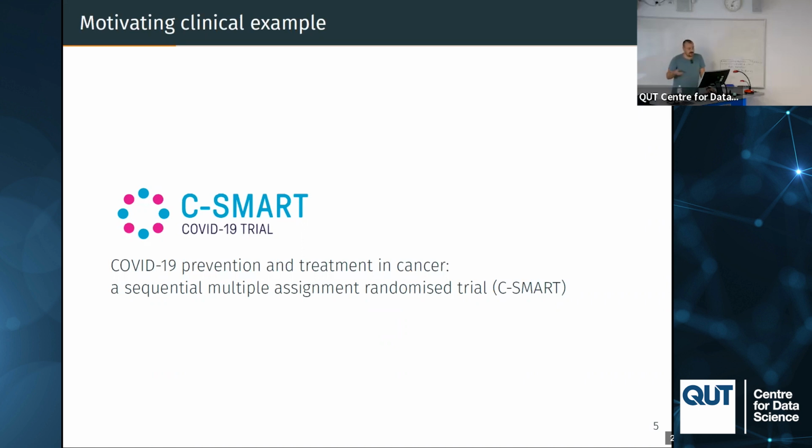C-SMART, short for COVID Prevention and Treatment in Cancer. They really liked the idea that they could fit a SMART acronym in the name of their trial, so they were very excited. Basically what the trial does is it randomises cancer patients who are immunocompromised to a prophylactic treatment to try and stop them getting COVID, and if they go on to get COVID, then they randomise to an active treatment.